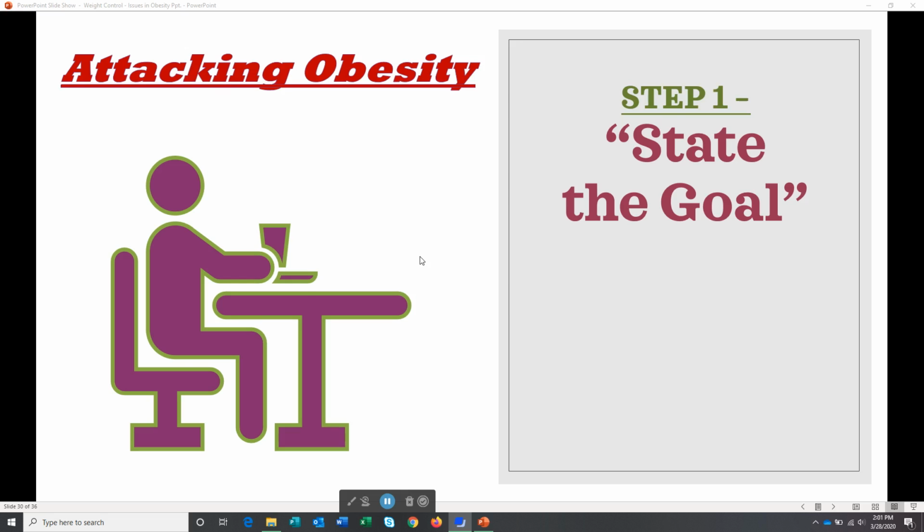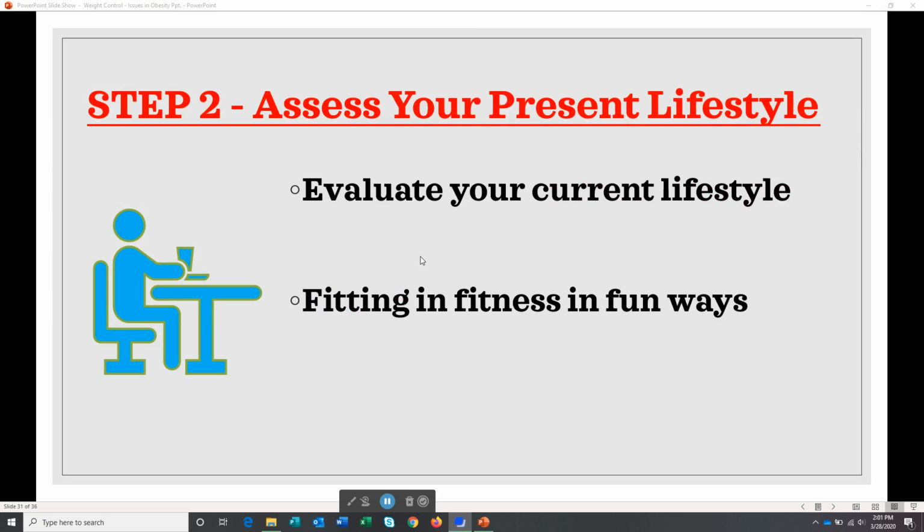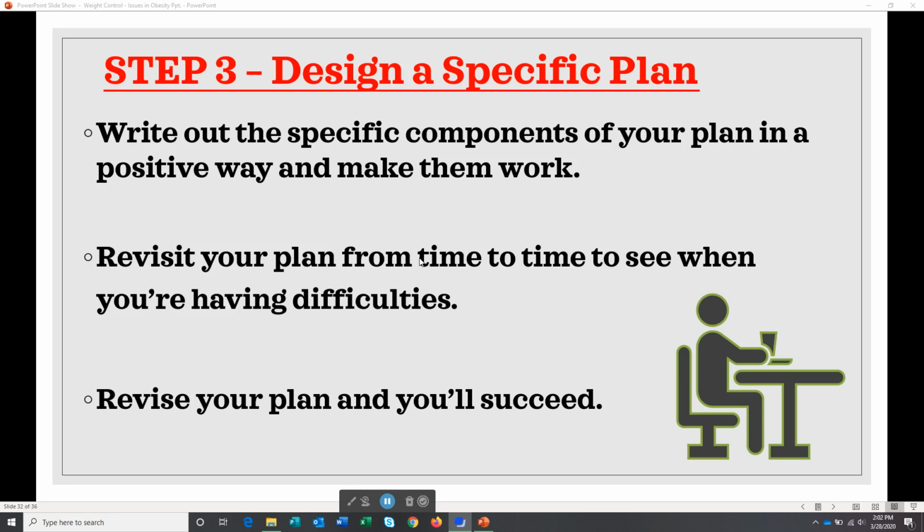Okay, attacking obesity. Step 2, assess the present lifestyle. Evaluate your current lifestyle. What's working? What isn't? What am I doing versus what is recommended? Incorporate fitness in fun ways. Skip the elevator, take the stairs. Park in the farthest parking space. Walk, do anything to get your body moving.